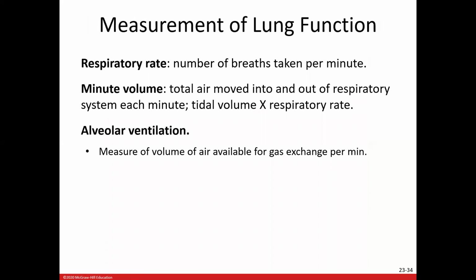So a couple additional ways that we can measure lung function is first through respiratory rate. This is a little simpler. This is just the number of breaths that we take over a minute period. So in and out over 1 minute. Then we have minute volume, which is just our tidal volume, so the amount going in and out at rest, times the respiratory rate, so times the amount of breaths over a minute. Then we have what's called your alveolar ventilation. And this is just how much volume of air is actually available to be exchanged over a minute period at the alveolar membrane. So a little more on a molecular level.